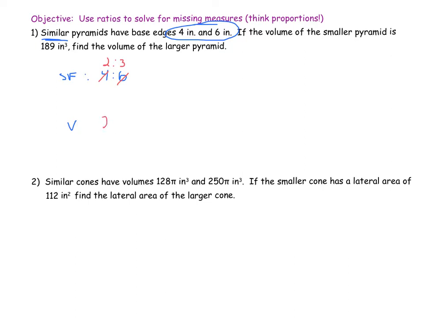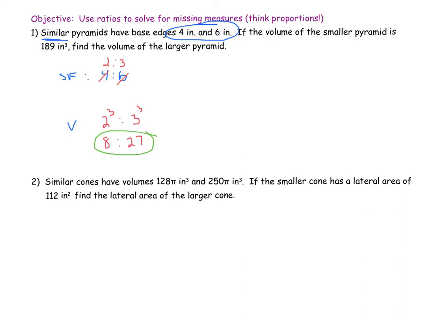So my volume ratio is going to be 2 cubed to 3 cubed, and if we get numbers for that, 2 times 2 times 2 is going to be 8, 3 cubed is 27. Okay, we're going to use this ratio in a second. I just like to do the preliminary work, and the other way you can do it is to set up the proportion and then fill it in.